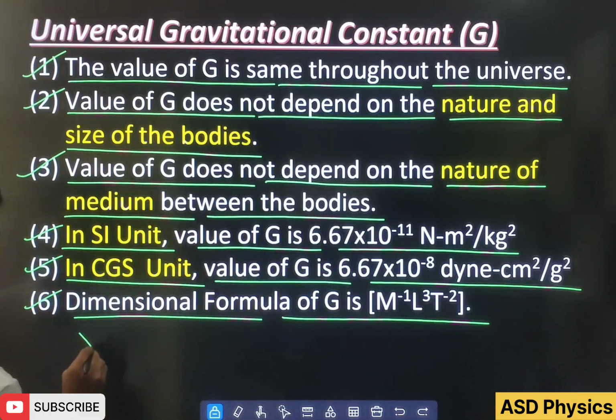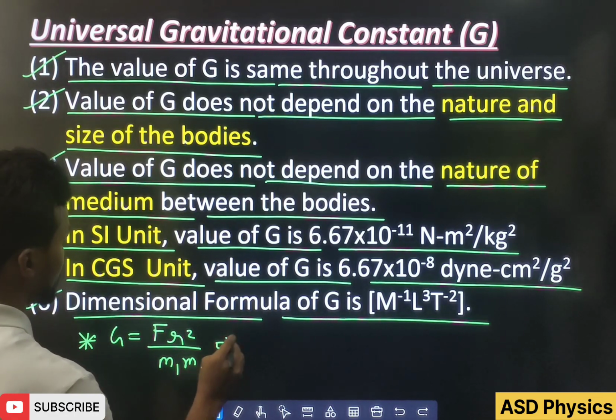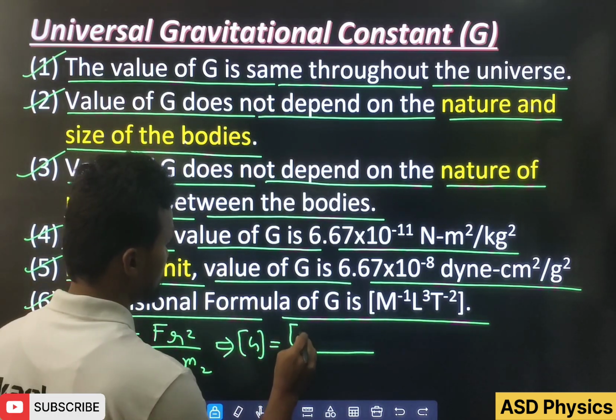How does this formula come here? You should know this also. From the formula, I can write G equals F r square by m1 m2. You are intelligent, you can get it very well. So what is the G here? We can get the force, you know very well.